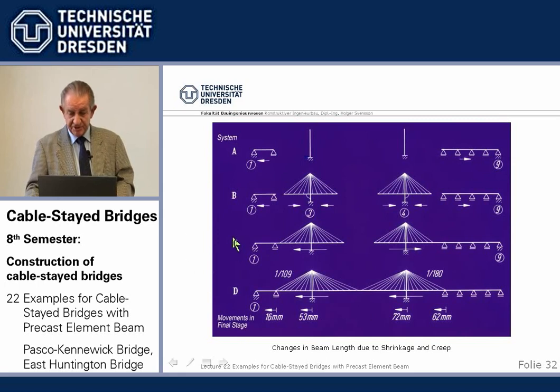I mentioned to you that we have change of fixed points. In the very end, that's a fixed point, and all movement goes to the fixed point. However, when we start, there's no connection. We have a fixed point here and a fixed point there. And so the shrinkage and creep moves temporarily in this direction.